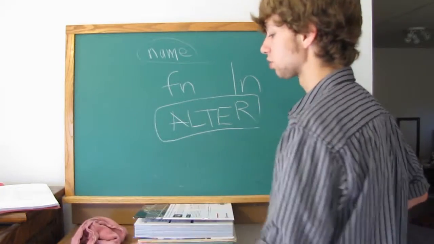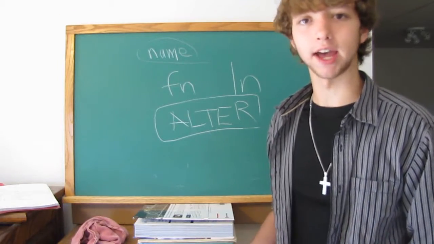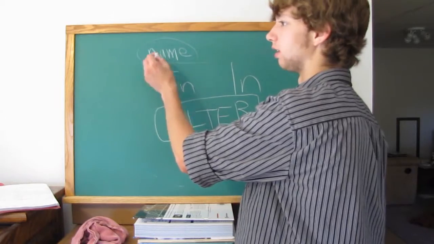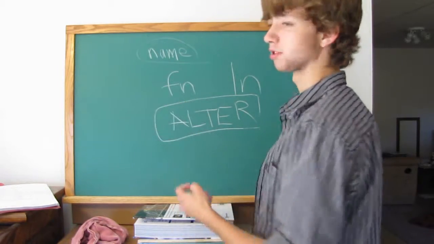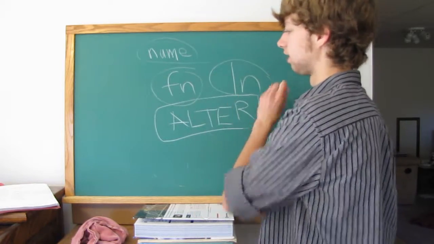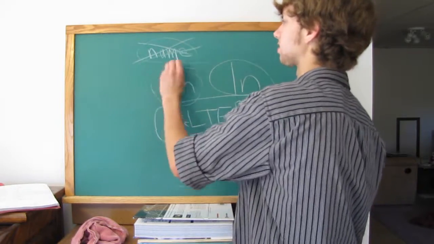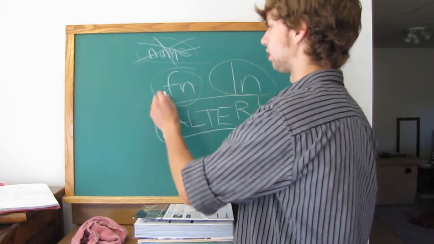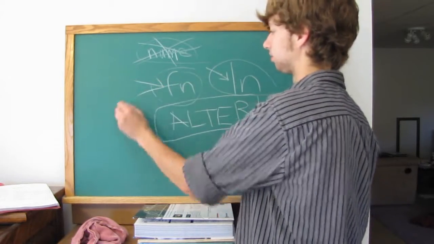So you can write alter, and then you can put the table you want to alter, and you can write add first name. So alter, what was it called? Members. So alter members, and then add first name. Do it again, alter members, add last name. Then what you can do is alter members, drop name. So this will get rid of this and add these. So now you don't have a name, you have a first name and a last name, which is good.